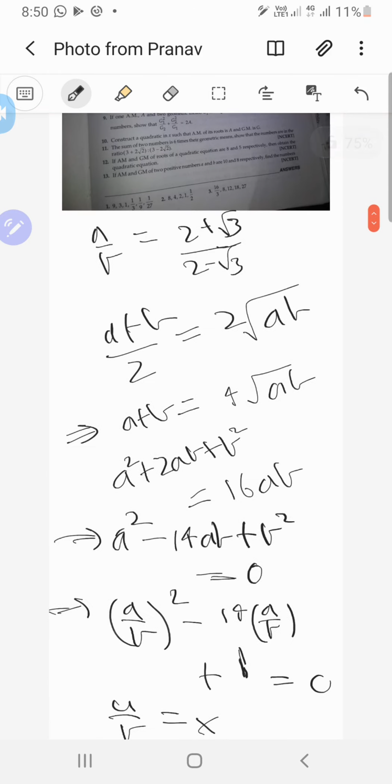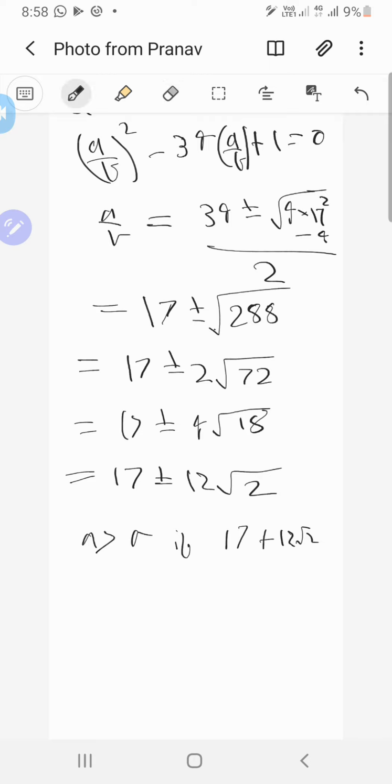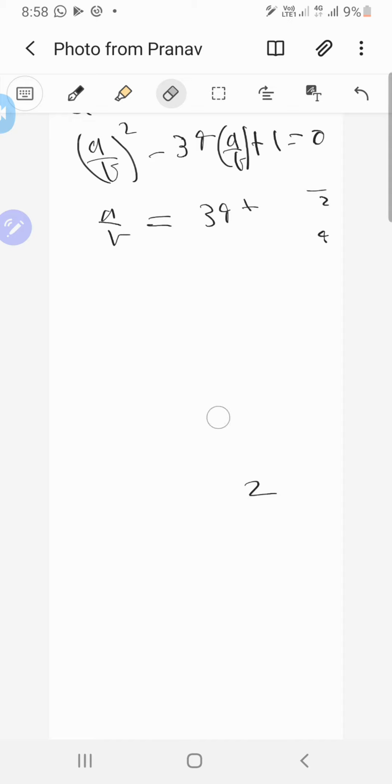But here's the deal, if it was going to be 17 plus 12 root 2, that implies that a is greater than b. If this was 17 minus 12 root 2, then we can use the fact that 17 minus 12 root 2 is nothing but 1 upon 17 plus 12 root 2. So you will get a upon b as that thing, so b upon a will be 17 plus 12 root 2, and eventually you will get b is greater than a, which means that the ratio is in fact always 17 plus 12 root 2 when you go from the smaller one to the bigger one. So that's correct. Let's move on to the next question.